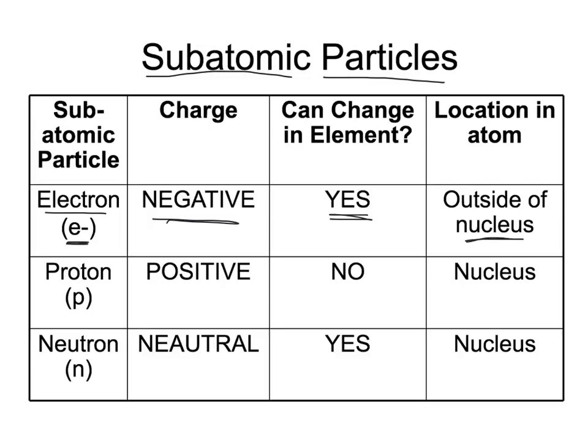The next subatomic particle is the proton. A proton has a positive charge. These cannot change in the element. For example, if you have carbon, carbon is number 6 on the periodic table, which means it has 6 protons. Every atom of carbon has 6 protons.